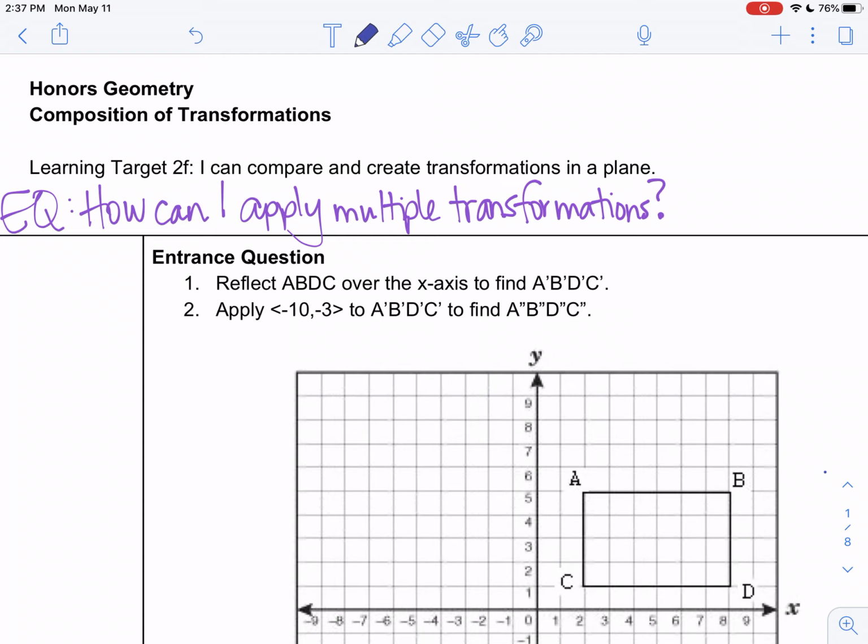Today we're going to look at composition of transformations, which is really just a fancy way of saying we're going to do more than one transformation to a figure to get to our final destination. Alright, so here's our entrance question. It's asking us to reflect over the x-axis and then apply that vector. So pause the video, do that, and then we'll compare. Okay, pause.